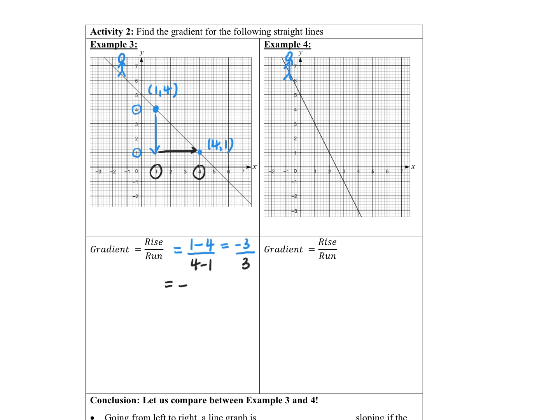So your gradient is negative 1. You can look at it like 1 minus 4 and then 4 minus 1. This one is to find your rise. This one is to find your run. Okay?